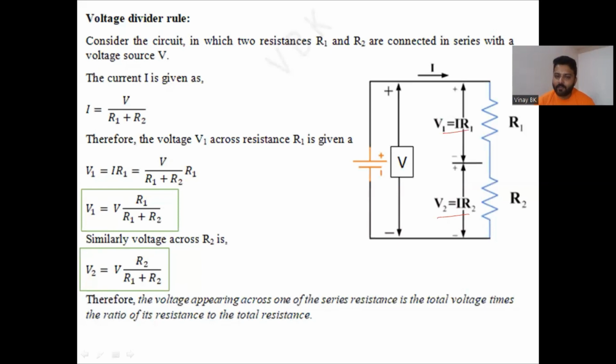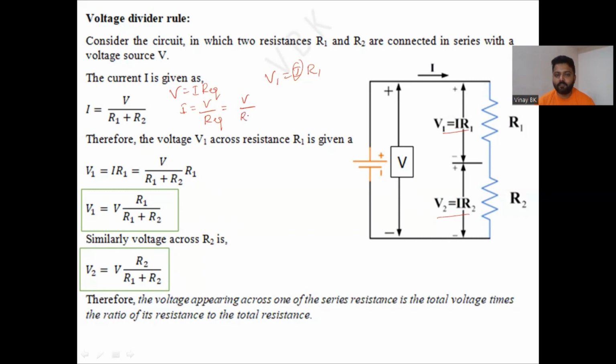V1 is given by I into R1. So if you want to know the value of V1, you should get the value of I. To get the value of I, you define Ohm's law: V equals I into R equivalent. Total voltage equals total current into total resistance. So you get I equals V divided by R equivalent, whereas for two resistances connected in series, R equivalent is R1 plus R2.